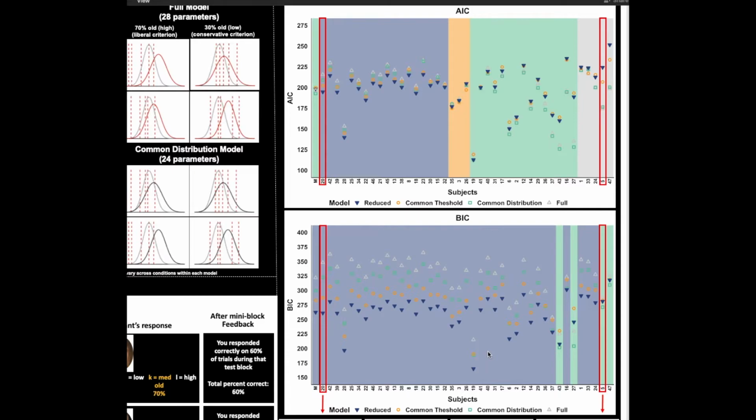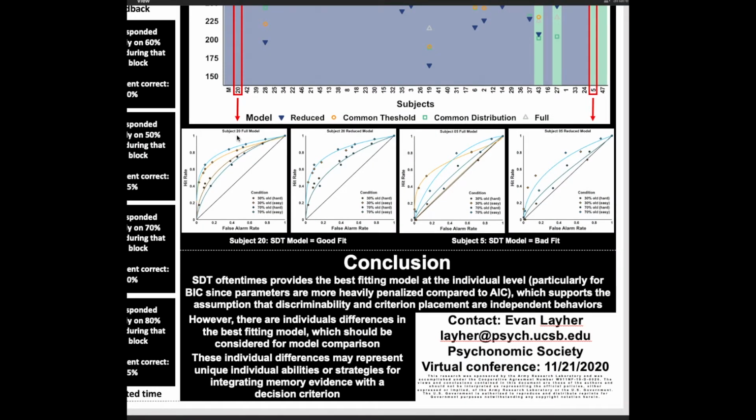there are individual differences. This is an ROC plot for subject 20 across all 4 conditions using the full model. If you look at the reduced model or the signal detection theory model, this model actually fits the data pretty well, making the signal detection theory assumption that decision criteria and discriminability are independent seem valid. However, when you look at a different subject, say subject 5, you can see that these points are much different. Under the full model, these lines are kind of all over the place, and in the reduced model, these points just don't line up very well to the ROC curve.